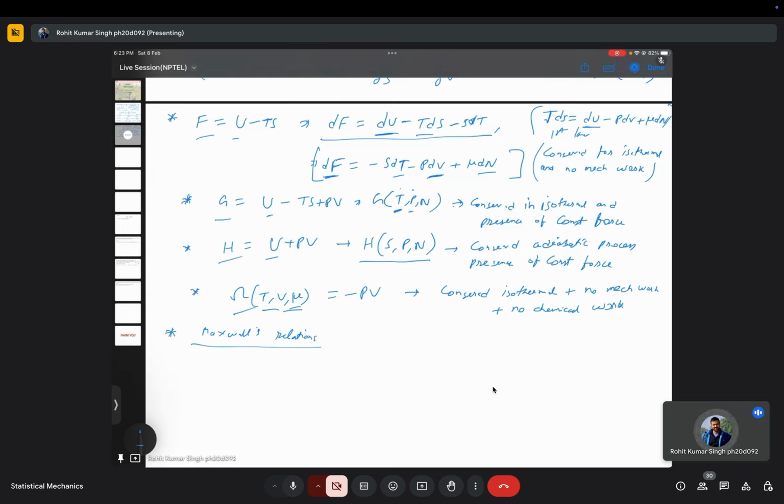So basically, the first law of thermodynamics is very powerful. Okay, so let us write it again. So we have the change in internal energy is equal to TdS minus PdV plus mu dN. Okay.